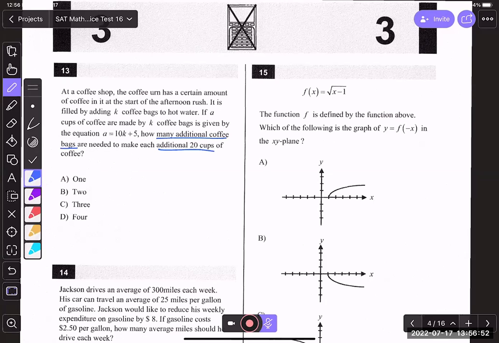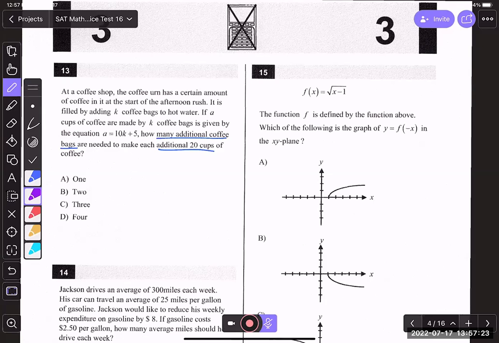So A is the number of cups. You want A to increase by 20. So how many additional bags do you need? Would it be 10K plus 5 equals 20? That's actually not going to be it, right? Because the question is not how many coffee bags do you need for 20 cups. The question is how many additional bags do you need for an additional 20 cups? That's still not quite true.